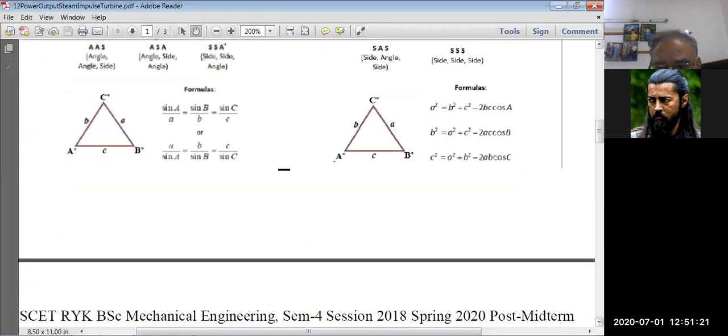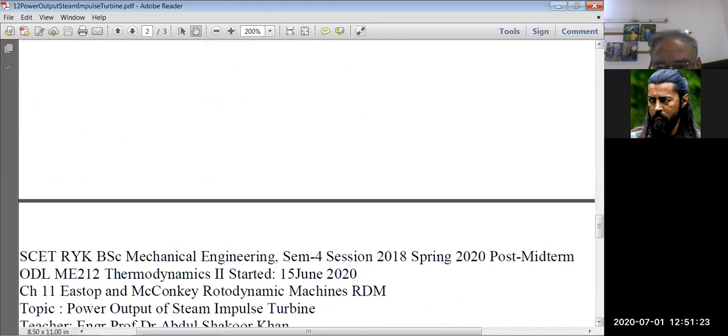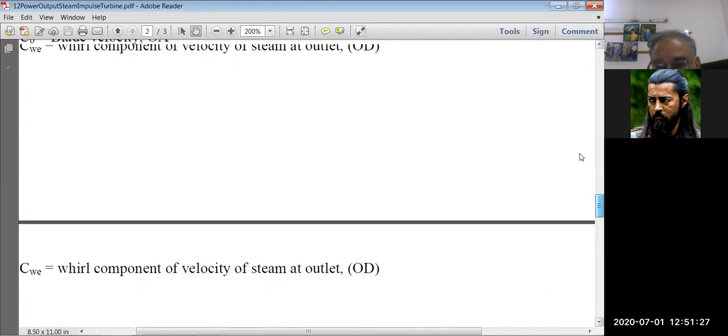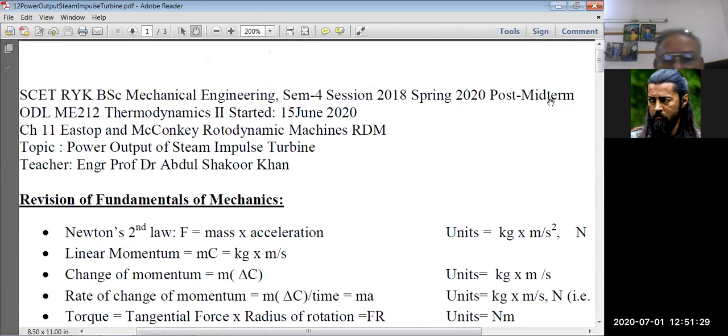Fundamentals of geometry and fundamentals of mechanics are mentioned here, and diagrams are drawn here. Actual reading from the book will take a lot of time. So with this two-page document, you have learned how to derive the relationship of force acting on the wheel of a steam turbine, and the power output produced by the impulse steam turbine. Thank you very much.